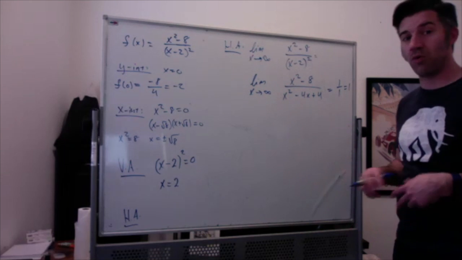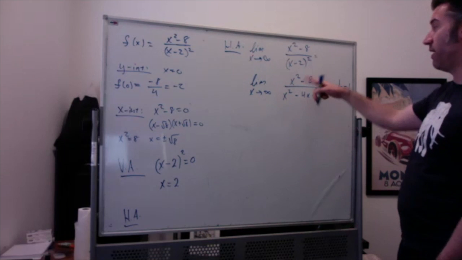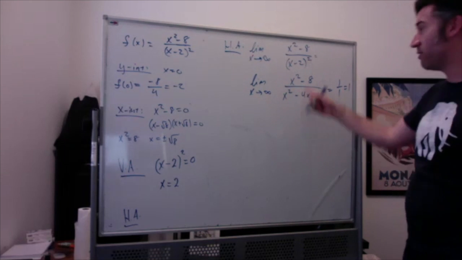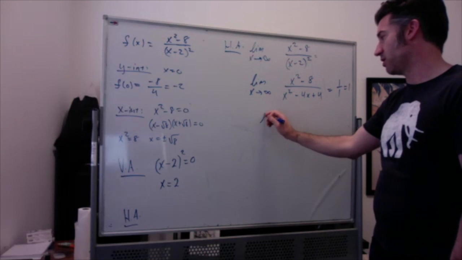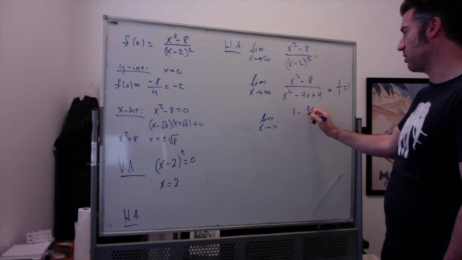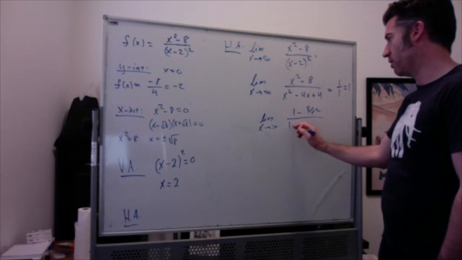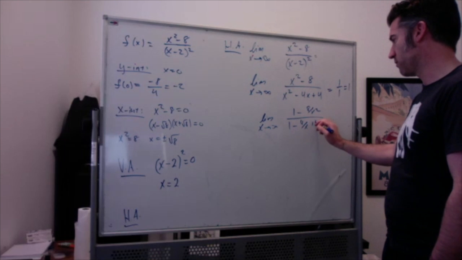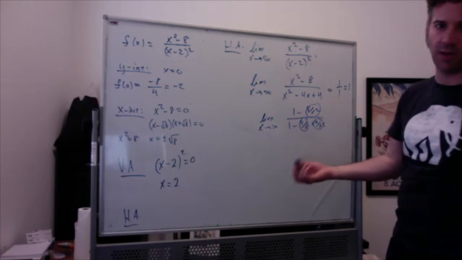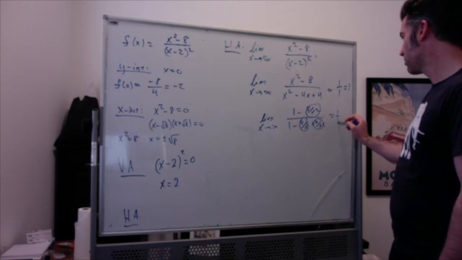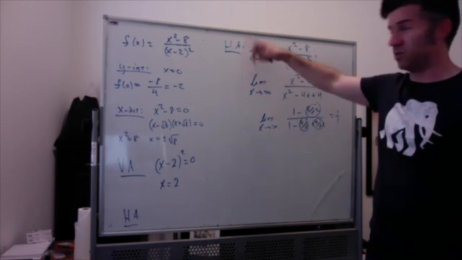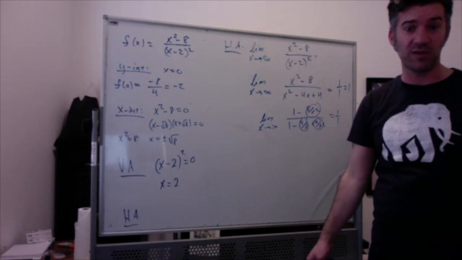Or you could do more work and divide everything by x squared, which is really what we're doing when we say this. We're just not showing the work. It's the limit as x goes to infinity of 1 minus 8 over x squared over 1 minus 4 over x plus 4 over x squared. This goes to 0, this goes to 0, this goes to 0, you get 1 over 1. But for a rational function, you really should just be able to say it's the quotient of the leading coefficients if the degrees are the same.